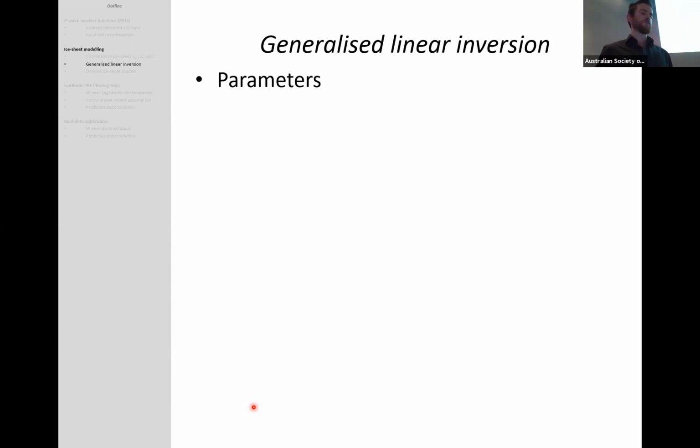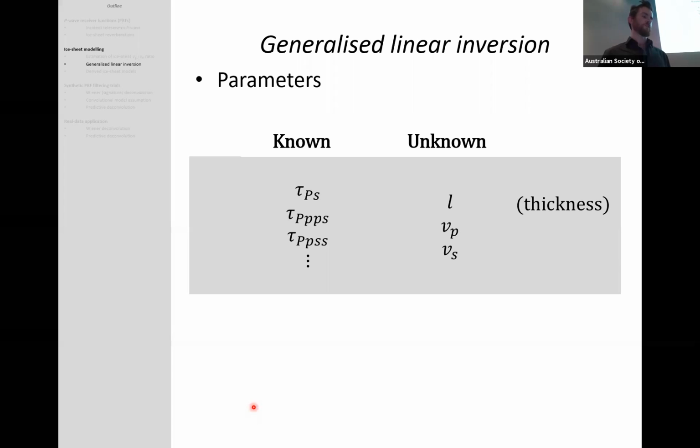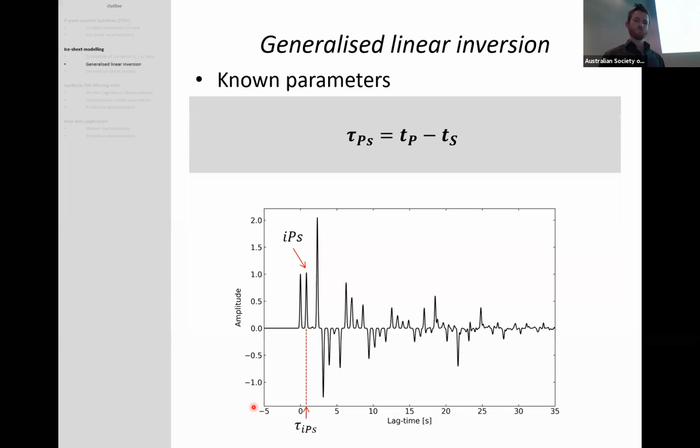To find these desired parameters, we have implemented a generalized linear inversion process. The known parameters are the receiver function lag times, which relate to the ice sheet, and the ice thickness; VP and VS are the unknowns. Lag times in the receiver function are all functions of the layer travel times. Again, the same example here of the P to S phase is the travel time of P minus the travel time of S, as described earlier.